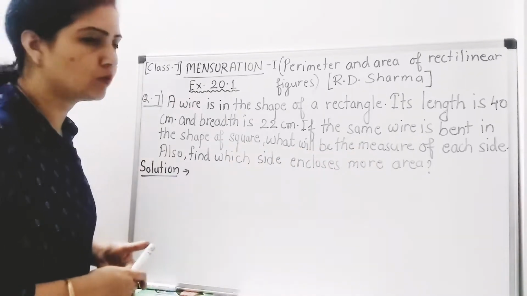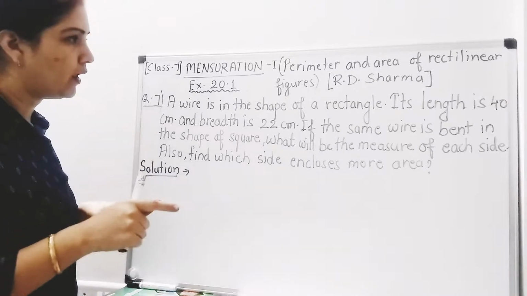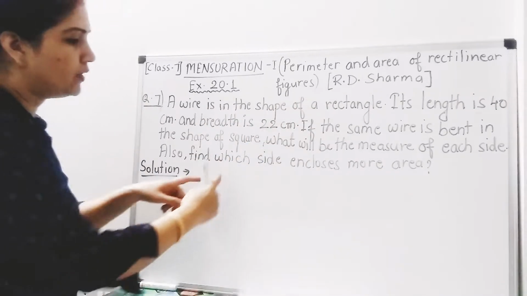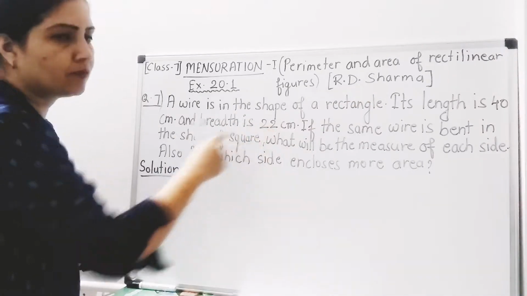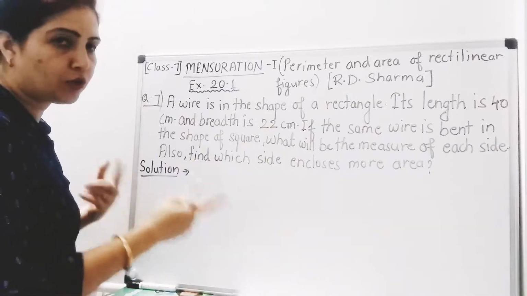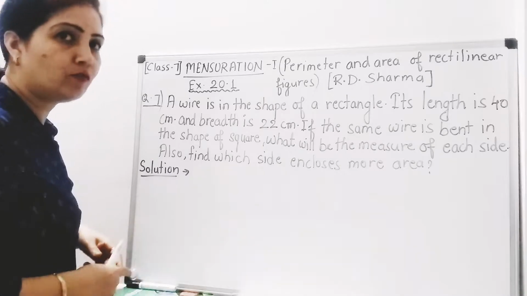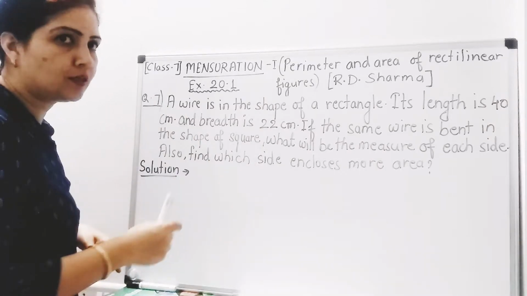Also find which side encloses more area. So there is the same wire and its length and breadth is given. Initially it was in a rectangle shape. At that time the length was 40 centimeter and breadth was 22 centimeter. Later on it has been changed into a square shape. So we have to find out the side of that square shaped wire.